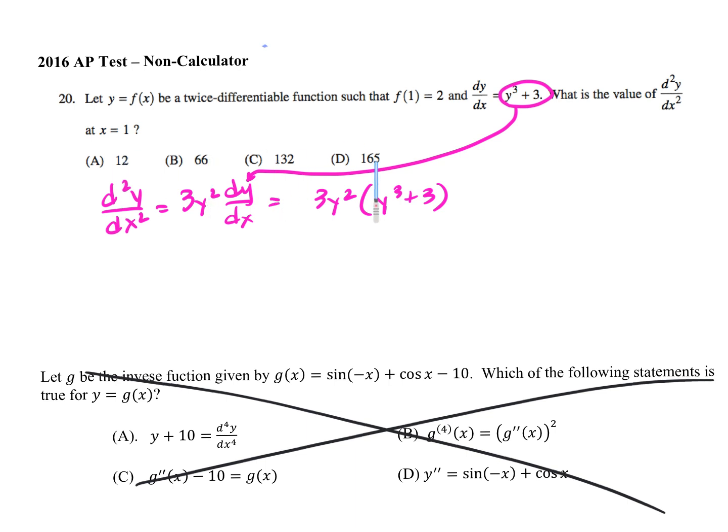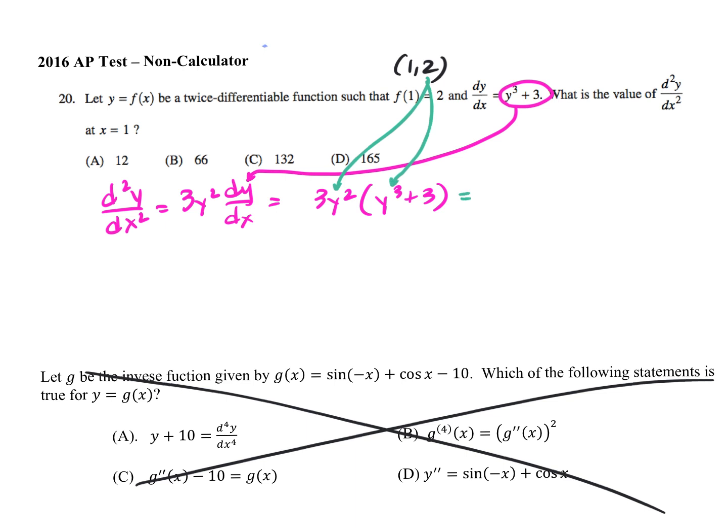Do they give us a point? They gave us a point (1, 2), and that might mess some people up. That is just the point (1, 2). f of 1 is 2. And you're like, well, there's no x. And that's fine. We're going to plug in our 2. 2 goes in for y there, 2 goes in for y there.